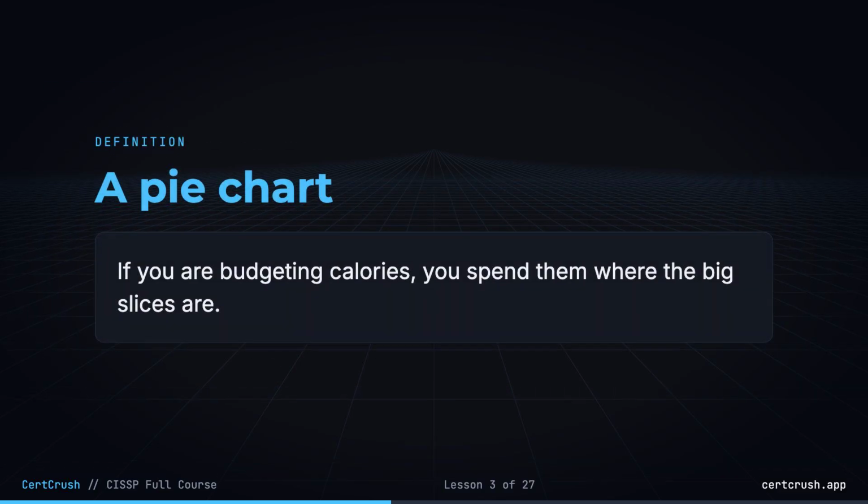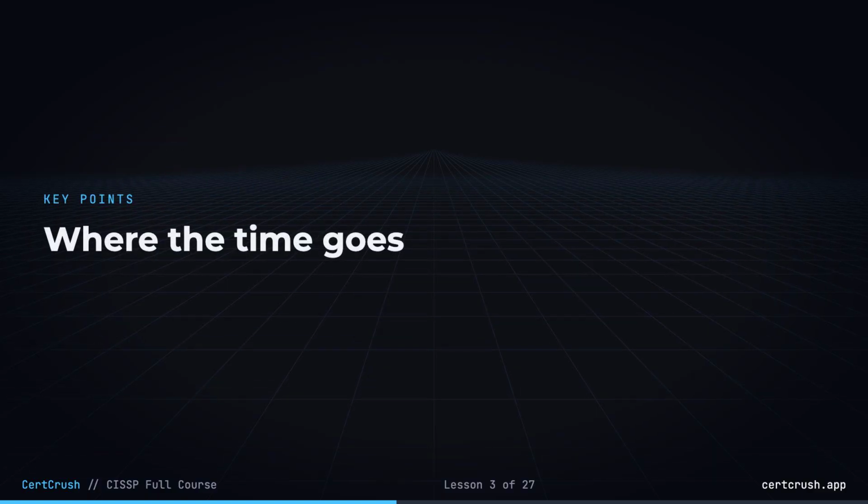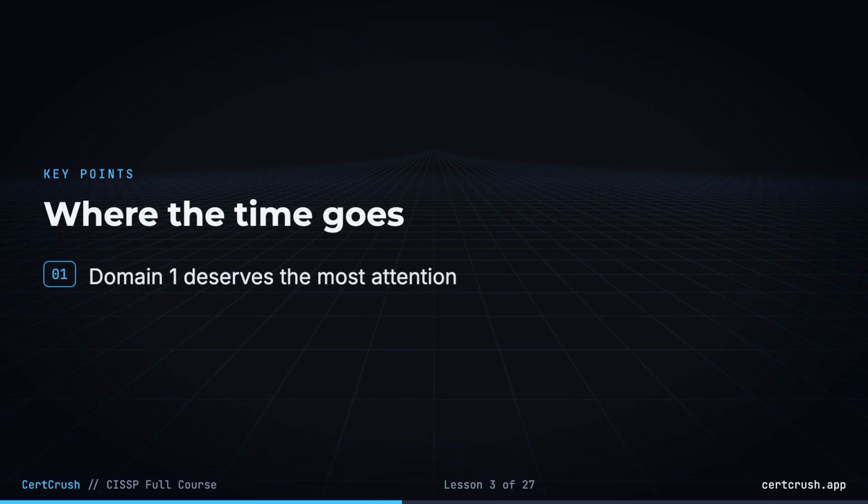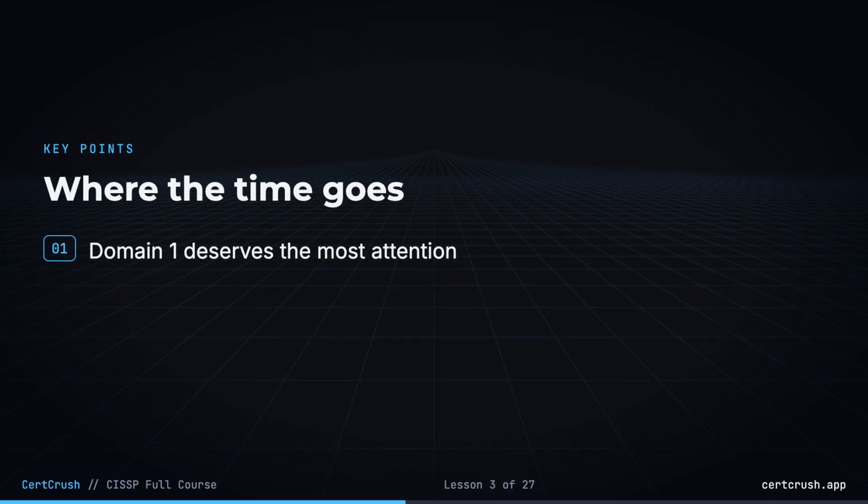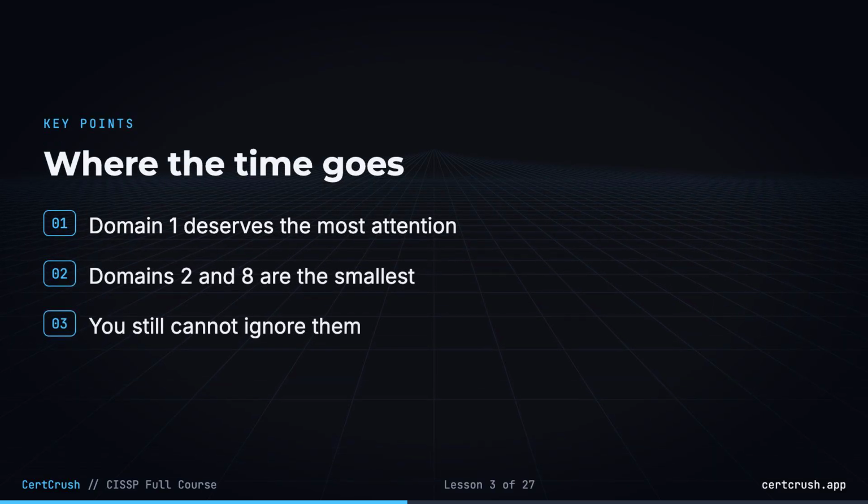Think of these weightings as a diet pie chart. If you're budgeting calories, you spend them where the big slices are. The same logic applies to study time. Domain 1 alone is 16%, the single largest slice, so it deserves the most attention. Domains 2 and 8, at 10% each, are the smallest, though you still can't ignore them.